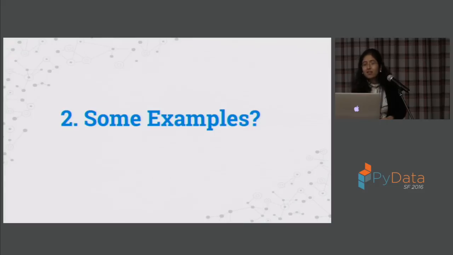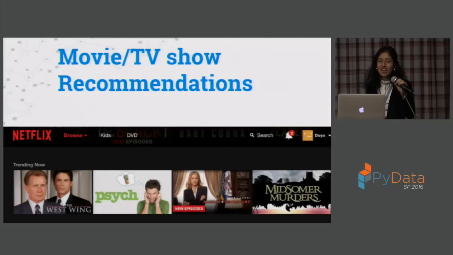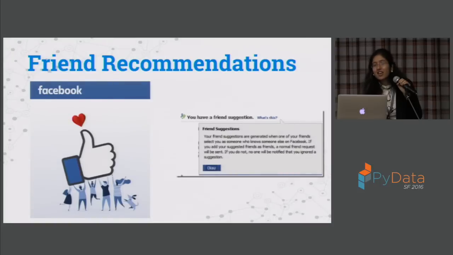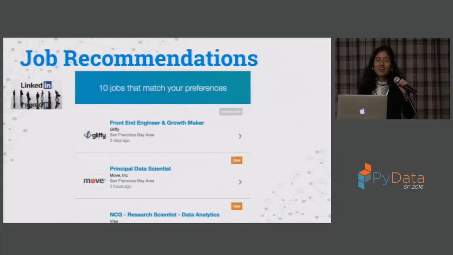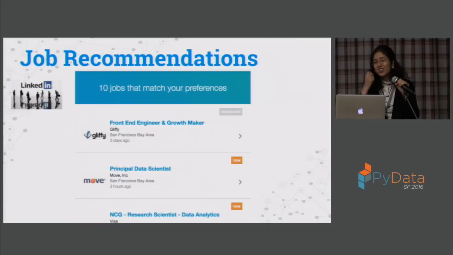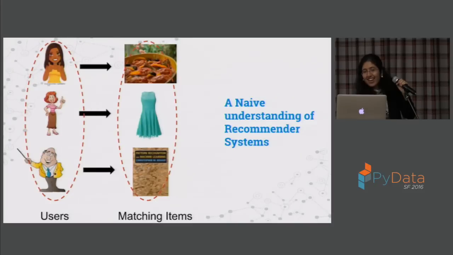So what are some examples of real-world recommender systems? Anybody? In the real world today? Amazon, yes. How about movies? Netflix, yes. So we have movie or TV show recommendations from Netflix, then product recommendations by Amazon, then friend recommendations on Facebook, right? And then job recommendations. LinkedIn sends you many emails almost every now and then saying that these jobs match you perfectly.